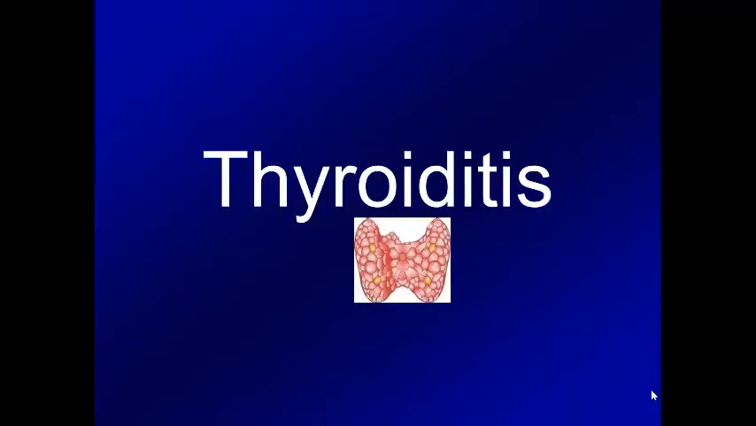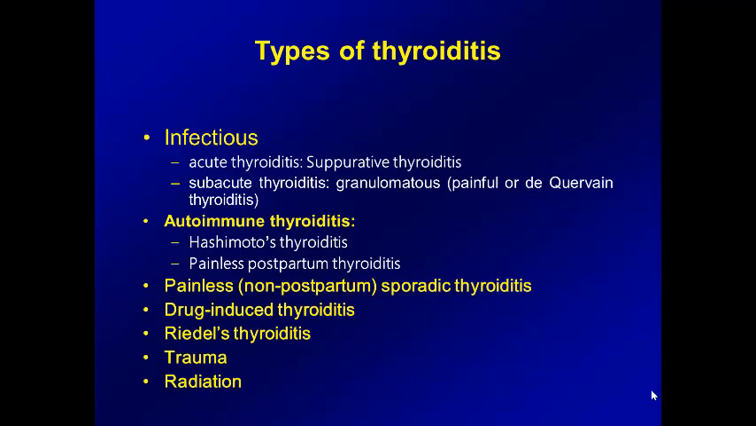That's part 3 that carries all the clinical background related to thyroiditis. And thyroiditis is an inflammatory problem, sometimes due to some underlying etiology. Here are the types of thyroiditis. Types may be infectious, like acute thyroiditis, suppurative thyroiditis, and some subacute, like granulomatous thyroiditis, either painful or De Quervain thyroiditis.